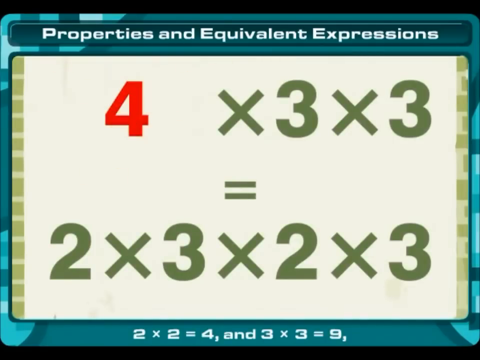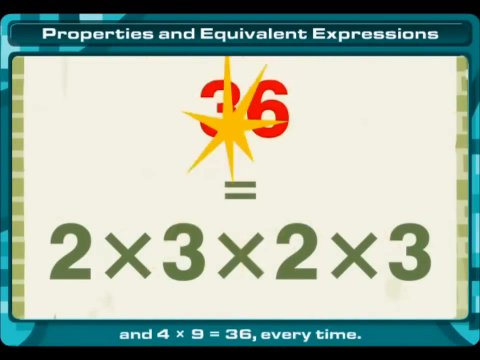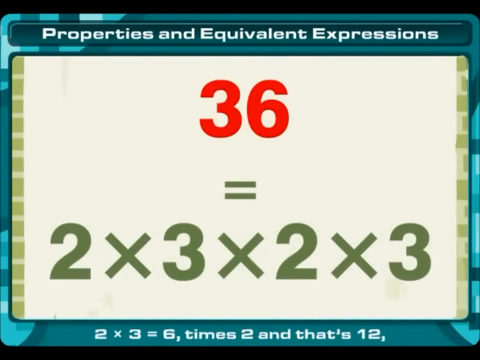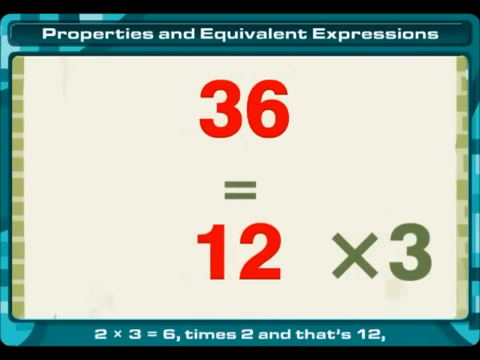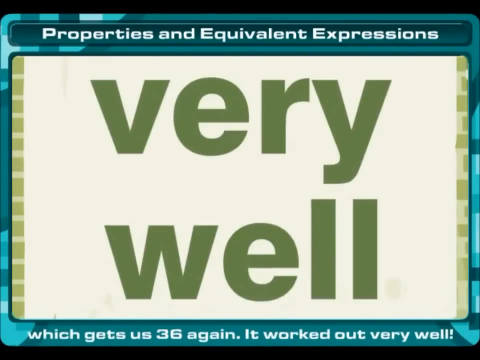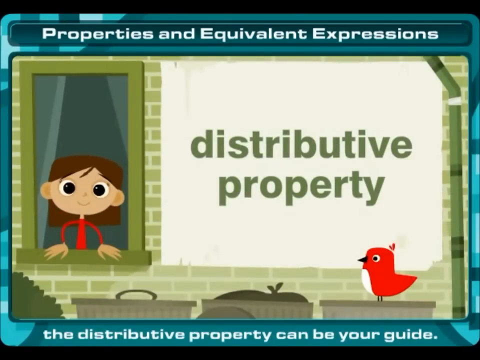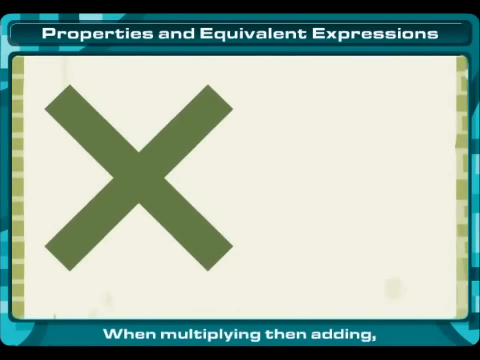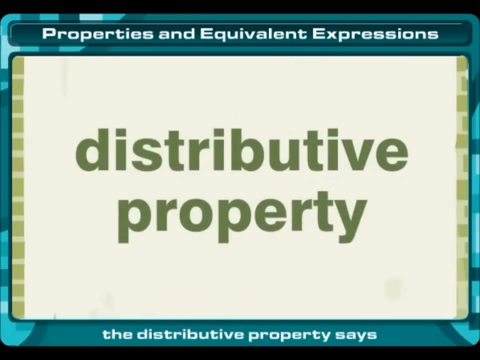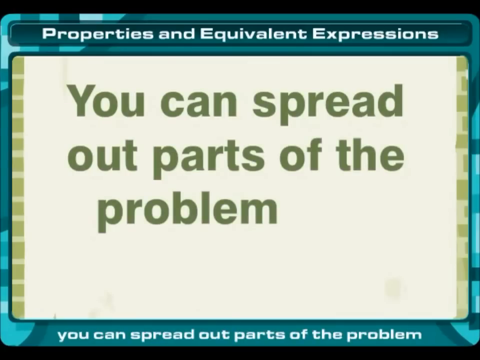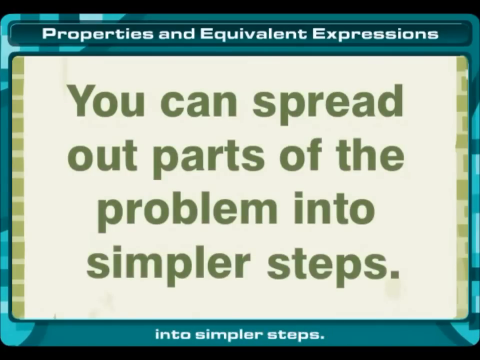2 times 2 is 4, and 3 times 3 is 9, and 4 times 9 is 36. Every time. 2 times 3 is 6 times 2, and that's 12, which gets us 36 again. It works out very well. For problems where you add and multiply, the distributive property can be your guide. When multiplying, then adding, the distributive property says you can spread out parts of the problem into simpler steps.